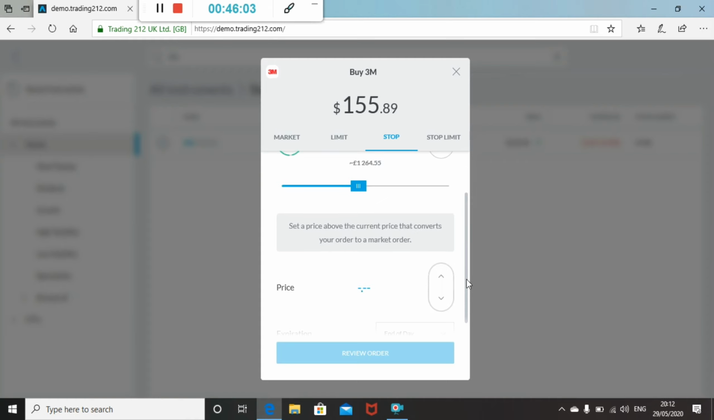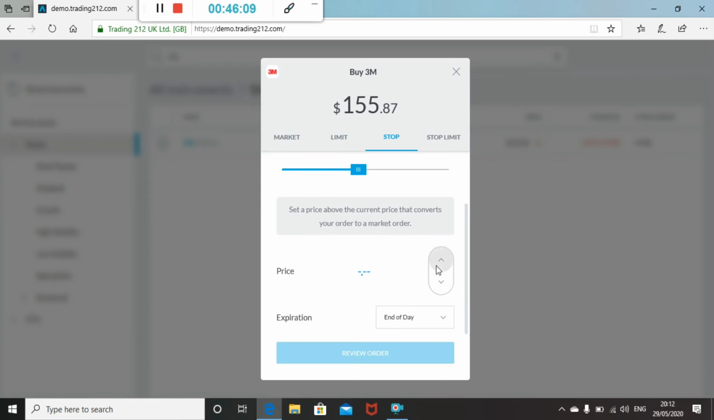So again, we've set our 10 shares and it says set a price above the current price that converts your order to a market order. So if we set a price of 157, for example, or any price, this price, 156.45, if the price reaches 156.45, then the app is going to immediately submit a market order. You're not going to get it for 156.45. It's just going to trigger the order at that point, and then they're going to try and get it at the best price possible for you. So again, you can select end of day or GTC, whichever you prefer.